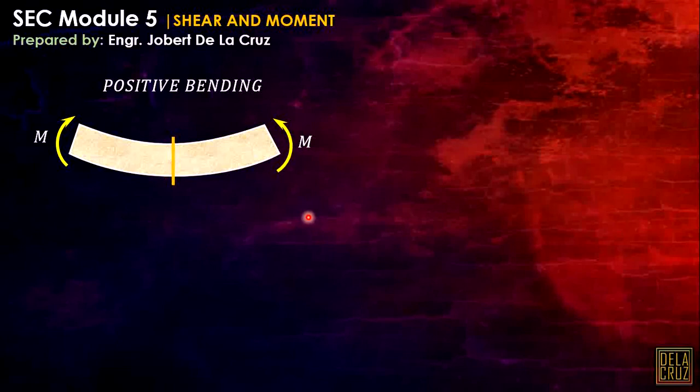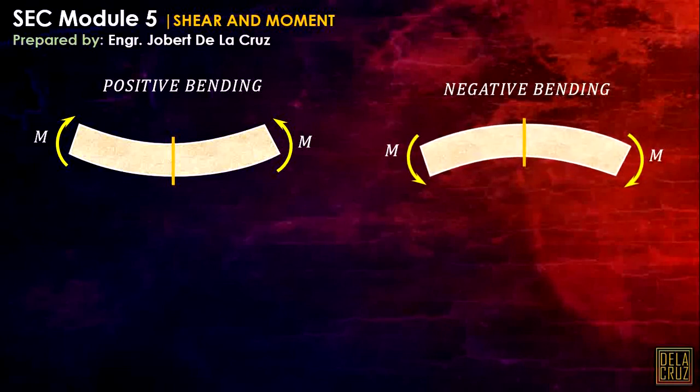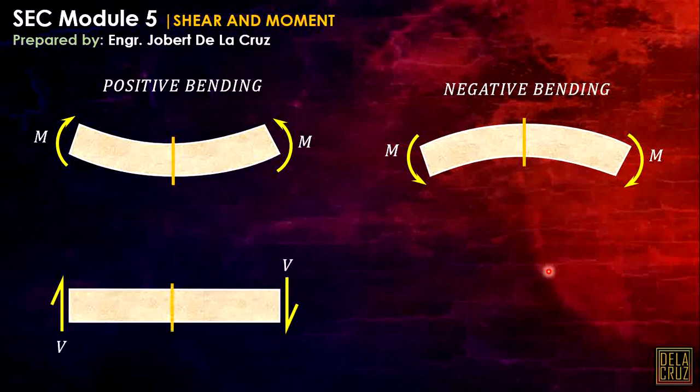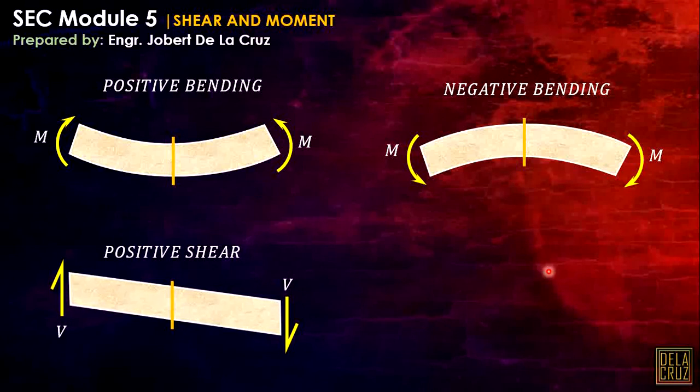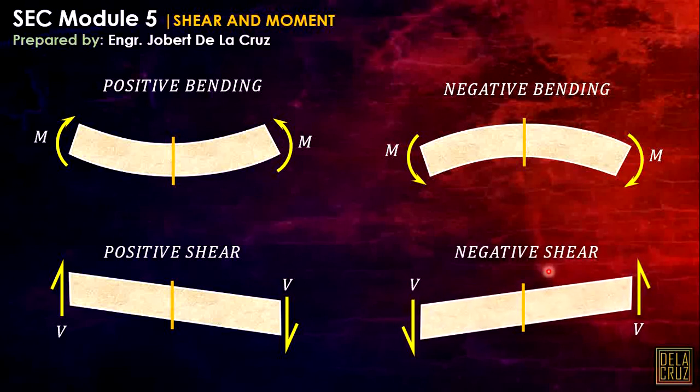Otherwise, if our bending is reversed, like this one, that should be the negative bending. Okay? Our bend is downward. Now, for shear, if the shear forces rotate the beam clockwise, then that is positive shear. Then, vice versa, that will be negative shear, when our rotation is counterclockwise.